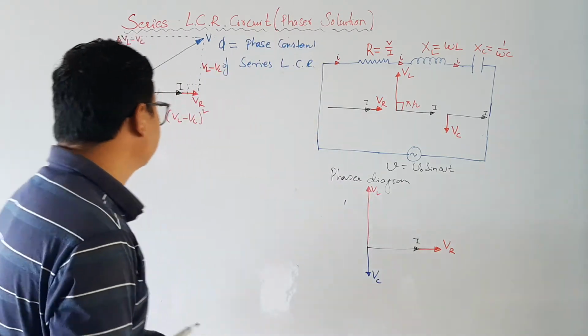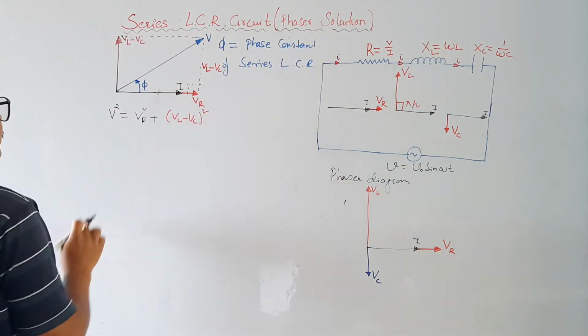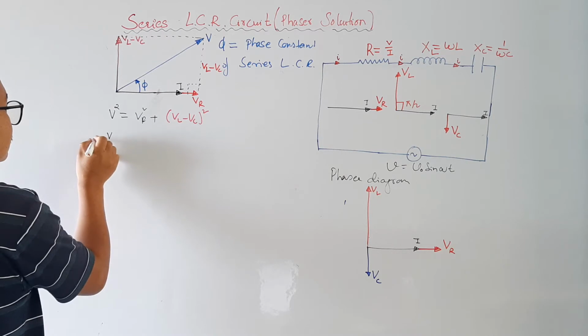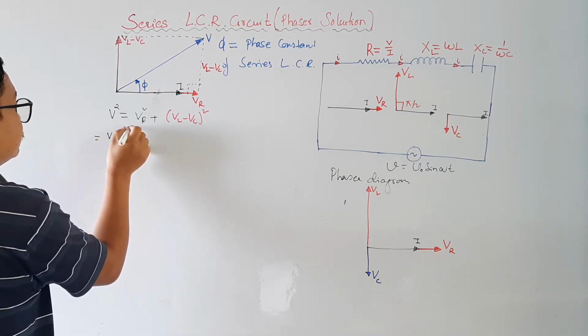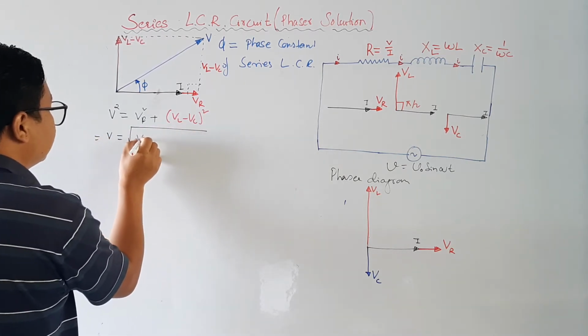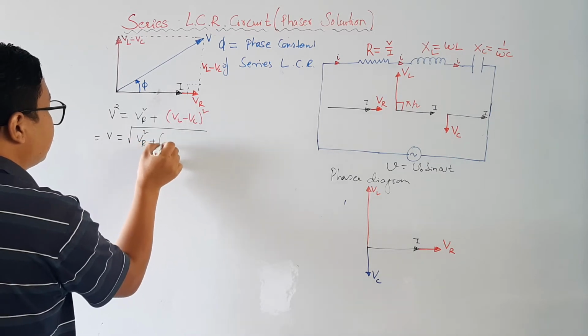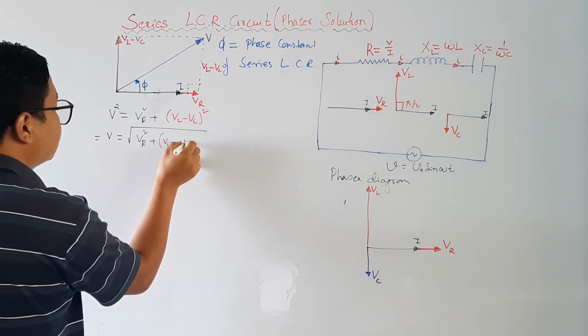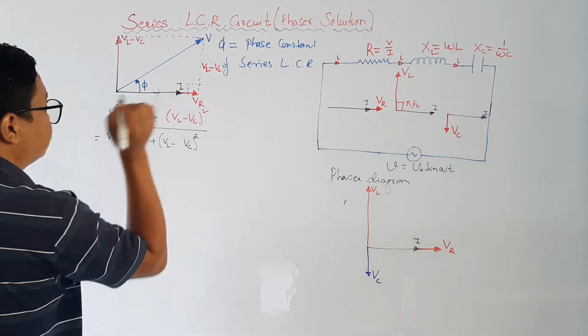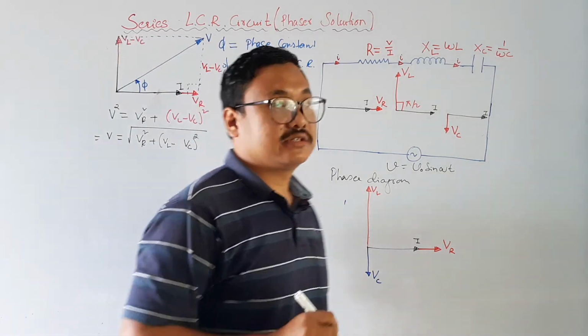So now what do we have to do? Let us remove this V squared. If I remove this V squared, then I get V equal to the square root of VR squared plus VL minus VC whole squared. So this is the equation of voltage.